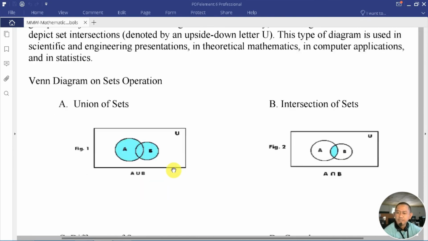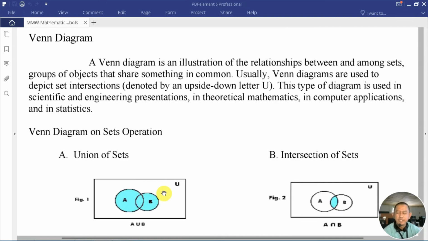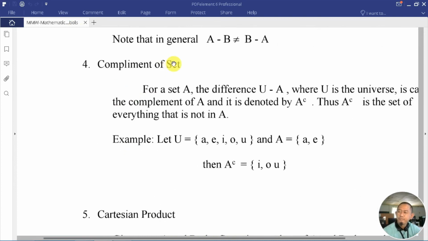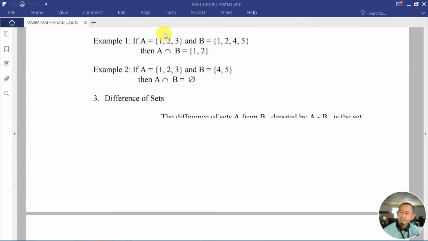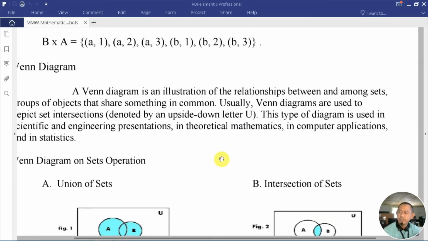Now, the last one is the Venn diagram. This is one of your activity assignments in the last activity 7. So, a Venn diagram is an illustration of the relationship between and among sets. It is just a drawing of the complement sets, different sets, intersection. So, the Venn diagram is the drawing part, the illustration.